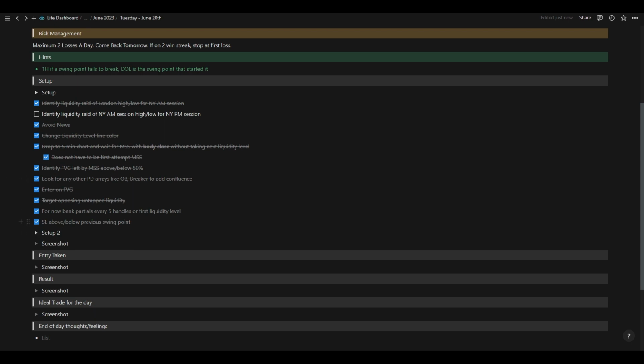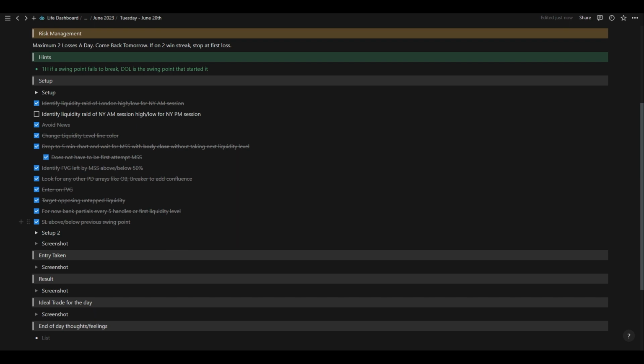Done. Everything's checked. I'm entering this trade, man. And it played out. I don't want to say it played out beautifully. It was a lot of drawdown, came back. Not great. Came really back before melting down.